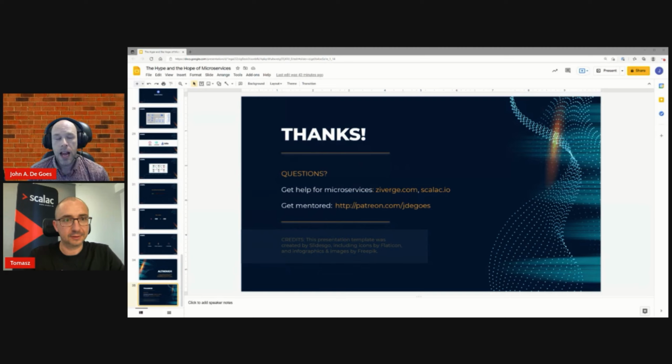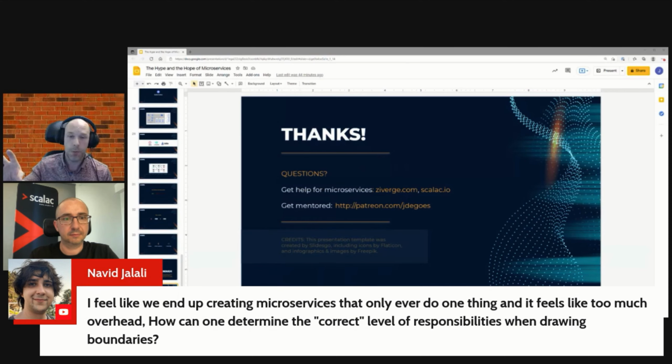That's a great question. I think there's two answers. The first one is the overhead for creating and deploying microservices is too high. It's way too high. You should be able to create and deploy a new microservice in 30 minutes. Honestly, I believe that should be possible. It's not possible right now, but hopefully as we invest more into this space, it will become possible. And then the other thing is the correct level.